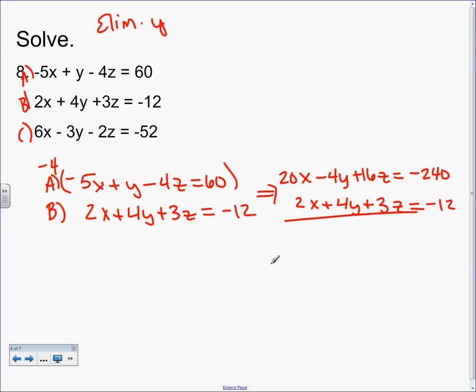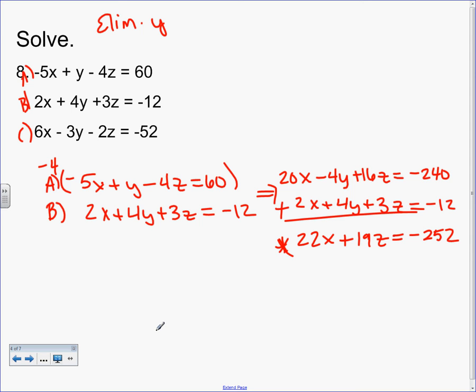Am I going to add or subtract? Add, right? So what do I get? 22x plus 19z equals negative 252. Good. Star. Is that okay? Okay.